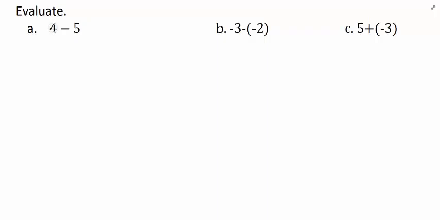So in our first example, we're starting at 4. And then because we're subtracting 5, that's telling me to go down 5 from there. And I often like to think about temperature. So 4 degrees and go down or get colder by 5 degrees, we end up at -1.